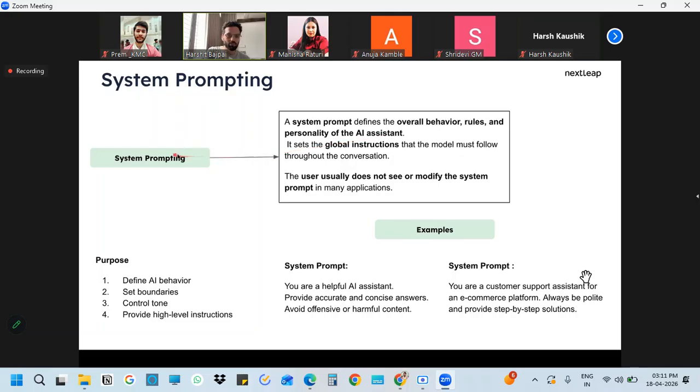Now, this system prompt, right? These are some instructions which are set at a global level. This is something that the model will follow throughout the conversation, throughout your window, essentially.